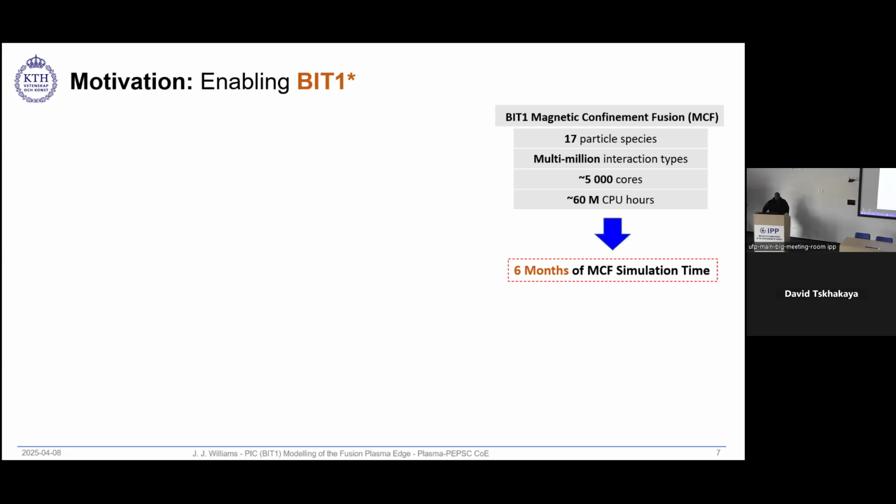So David's team has a more production case, a very complex case, like the magnetic fusion. It has more or less 17 particle species, millions and millions of interactions, 5,000 CPU cores being used, and more or less 60 million CPU hours. And to get results, what David told us at the beginning in Plasma-PEPSC, in the project to get this code to exascale, it took him 6 months. That's a long time, just to get results.